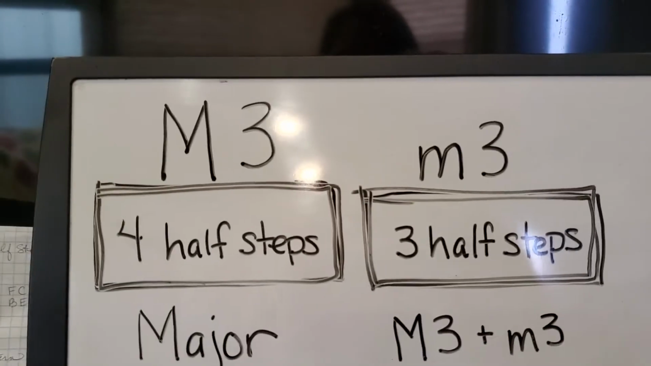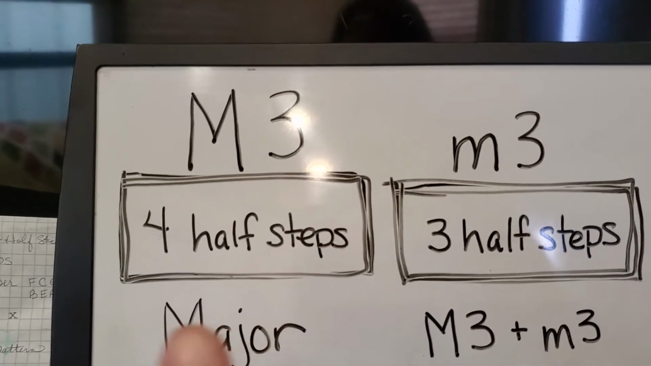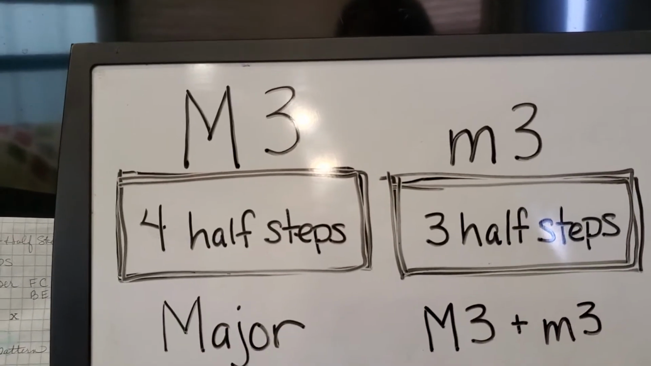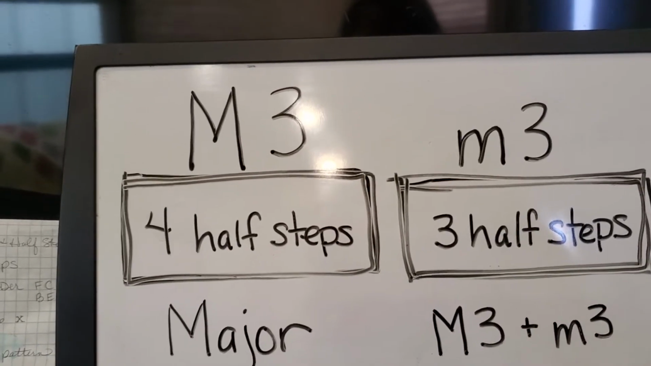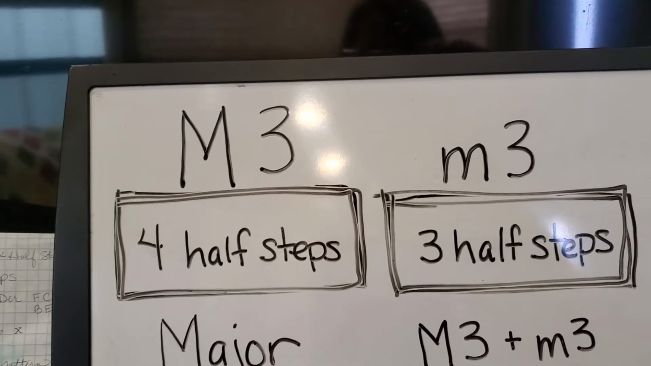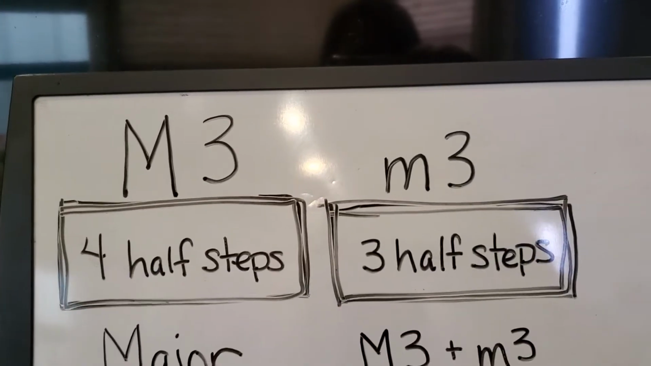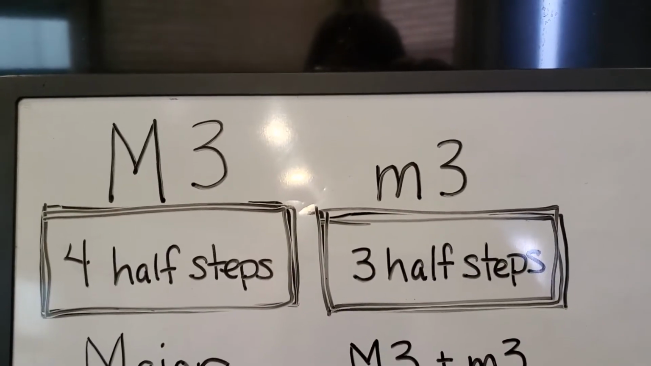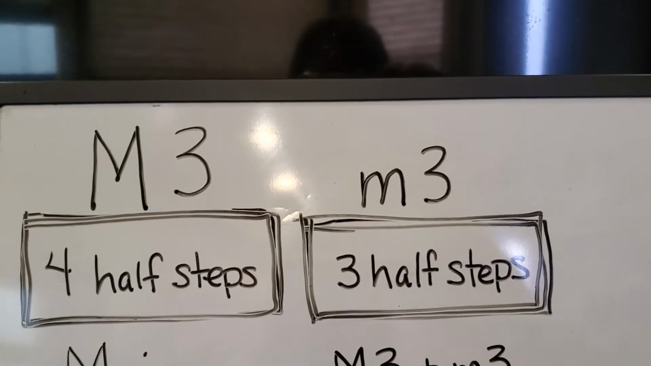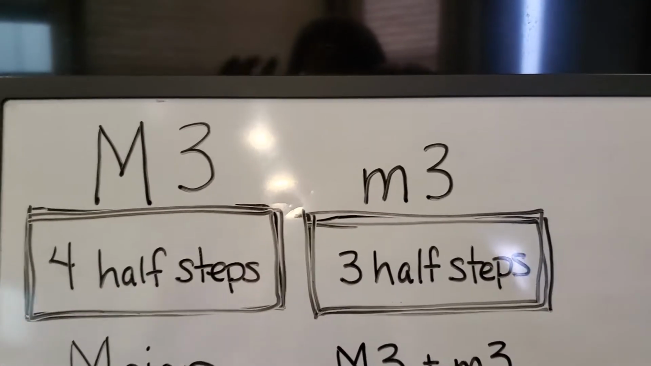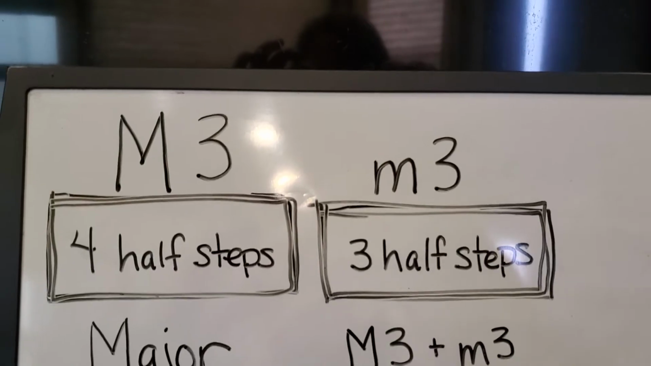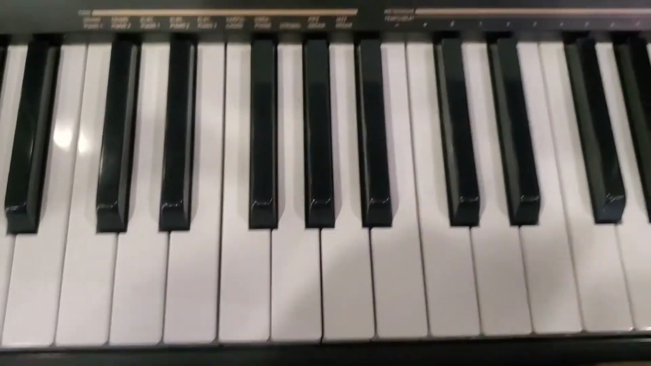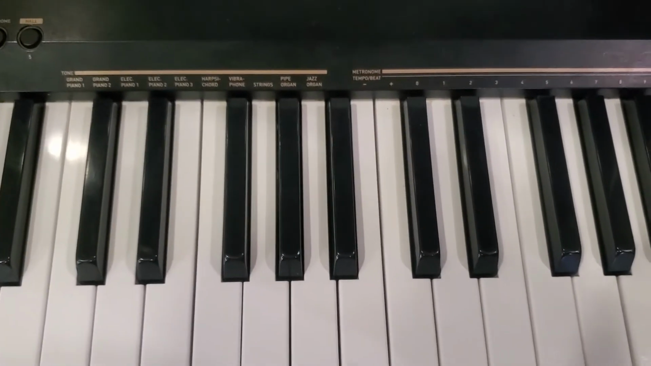All right, the major third is comprised of 4 half steps. We talked about half steps before. It's from one note to the very next note. A minor third is comprised of 3 half steps. So we're going to be building some chords today, and I'm going to show you exactly what that looks like on the piano.